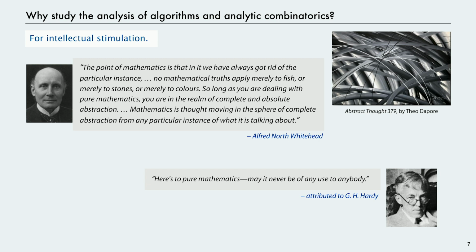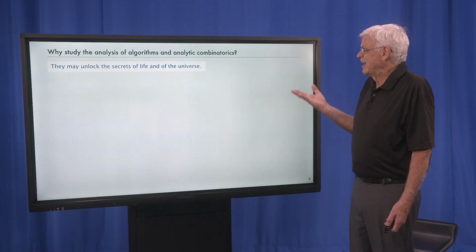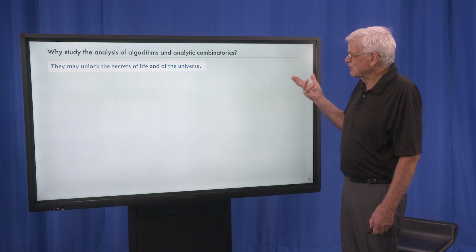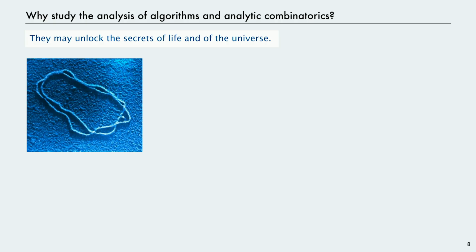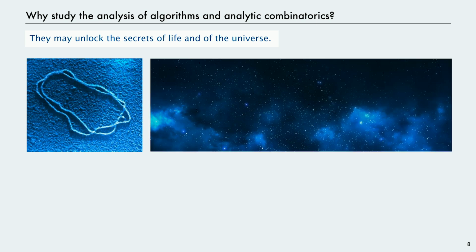Or, G.H. Hardy put it more succinctly, here's to pure mathematics. May it never be of any use to anybody. Well, analysis of algorithms and analytic combinatorics may be the key to unlocking secrets of life in the universe. We use it to study DNA and RNA and life processes. We use it to study the motion of cosmic bodies and the history of the universe.